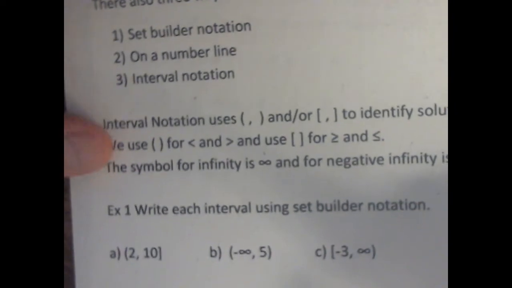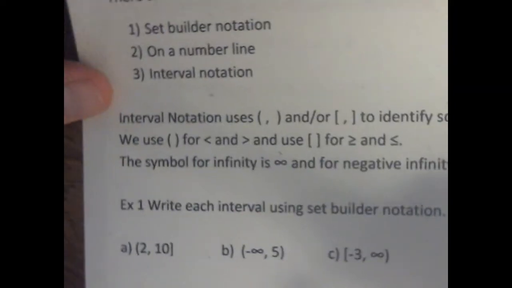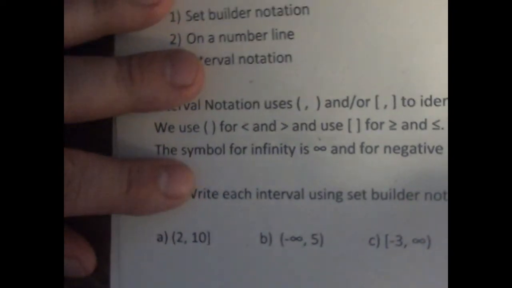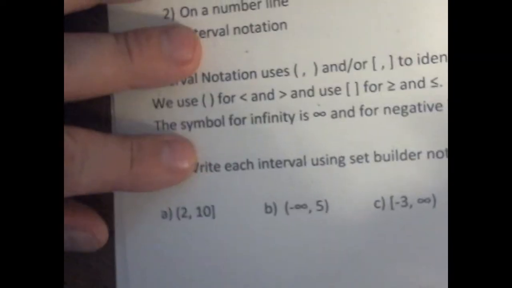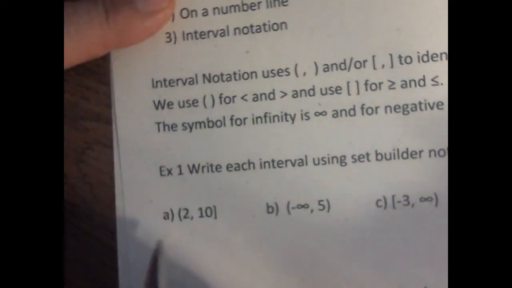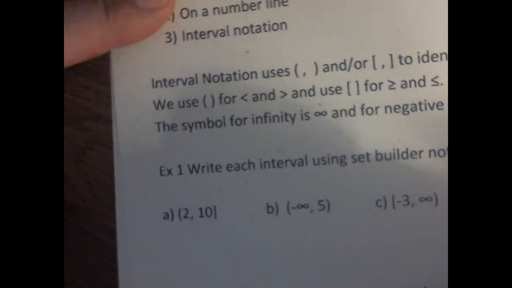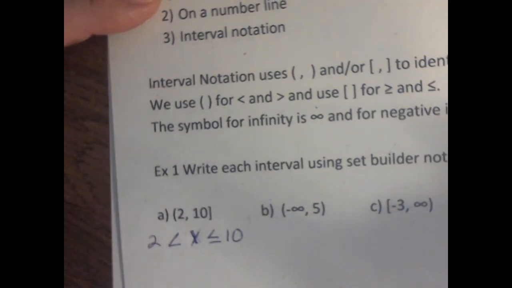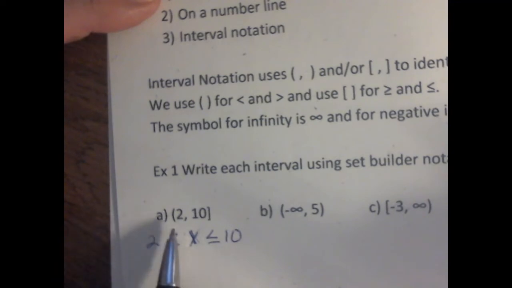Set builder notation is a lot like just inequality notation. The only difference is the way they organize it. If I have between 2 numbers, that's a compound inequality. The way we list that is we say our x is in the middle, and since the bracket is here, that's less than or equal to, and then it's bigger than 2. So this is our solution for x greater than 2 but less than or equal to 10.